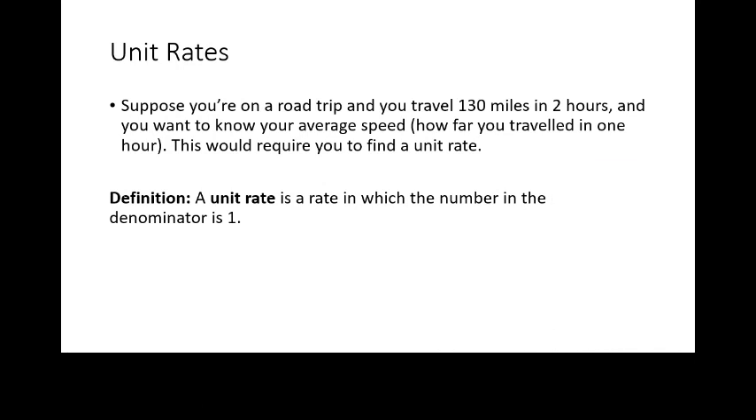So just be patient. All right, so another type of rate that we have is what is called a unit rate. And a unit rate is a rate in which the denominator is 1. So, for example, let's say that you're on a road trip and you travel 130 miles in 2 hours, and you want to know your average speed, how far you travel per 1 hour. That requires you to find a unit rate. So a unit rate is a rate in which the number in the denominator is equal to 1.